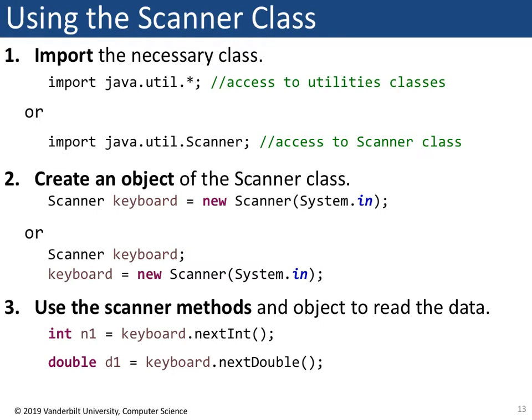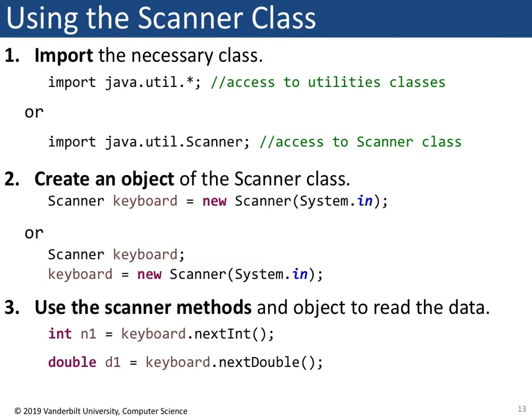Another way to go about this would be to declare the variable first, so scanner type, and then the name used would be keyboard. So we've declared a variable called keyboard of type scanner, and then assign, so this would be assignment, assign a new scanner object to that variable.